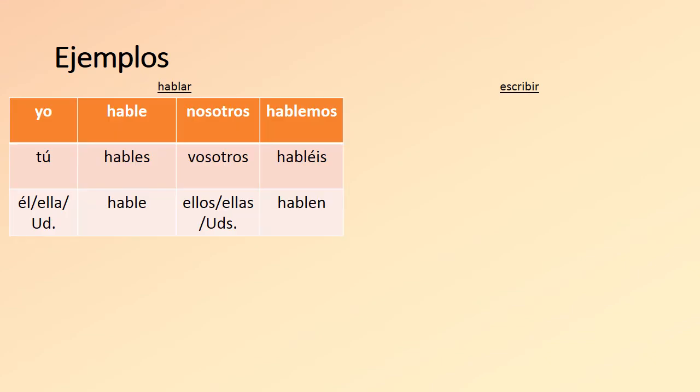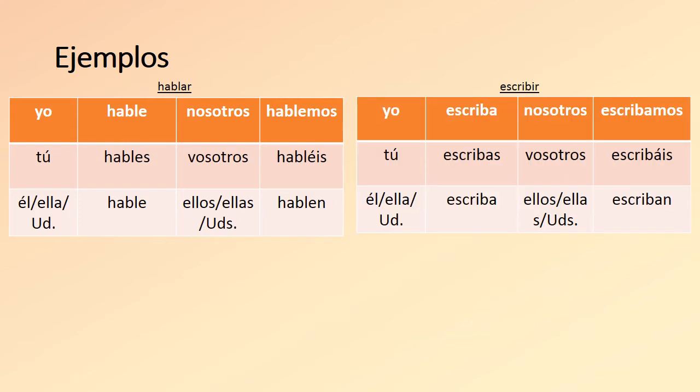Here are some examples. Hablar: yo hable, tú hables, él, ella, usted hable, nosotros hablemos, vosotros habléis, ellos, ellas, ustedes hablen. The yo and él, ella, usted form are very similar to the preterite ending, which is why accents are so important in Spanish. Escribir is a regular IR verb, and it looks like this. Yo escriba, tú escribas, él, ella, usted escriba, nosotros escribamos, vosotros escribáis, ellos, ellas, ustedes escriban.